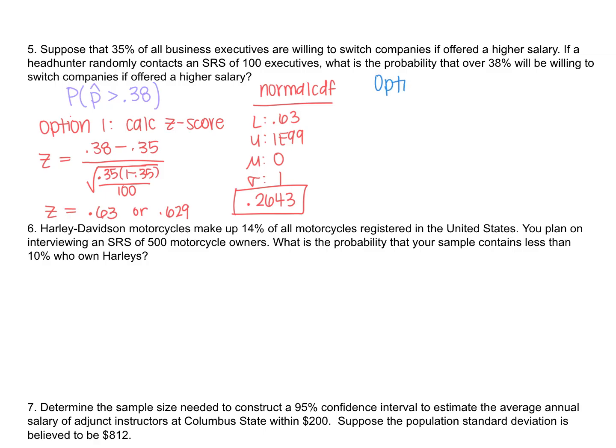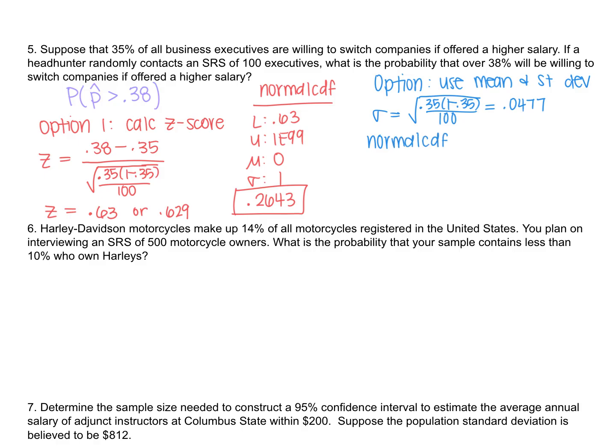For option 2, now, unlike a distribution for means, a proportion distribution doesn't have a given standard deviation. So you always have to calculate the standard deviation. You have to do the square root of 0.35 times 1 minus 0.35 over 100, which is going to be 0.0477.